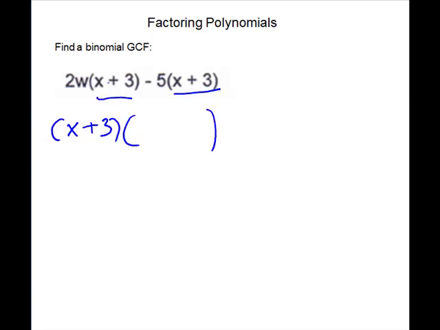All right, so for the first term, we have x plus 3 outside. We're missing the 2w. For the second term, you have the x plus 3 on the outside. You are missing the minus 5.